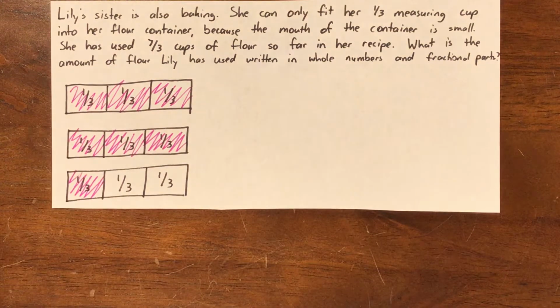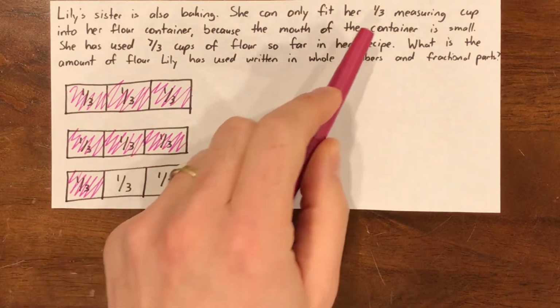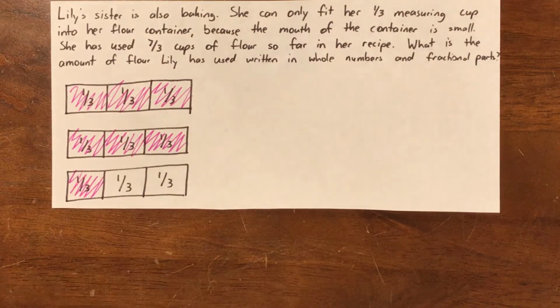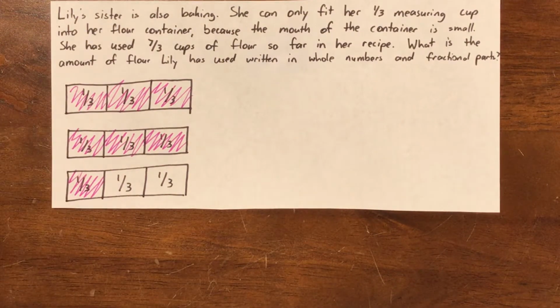Yeah, so we're going to draw a model with thirds because we know we're working with a 1/3 measuring cup in the problem. And then we're going to shade 7 of those because there are 7/3 cups of flour that she's used in the recipe.